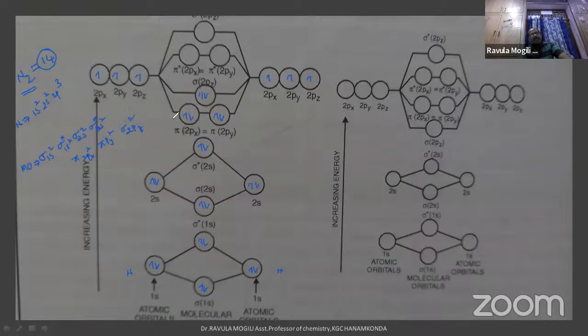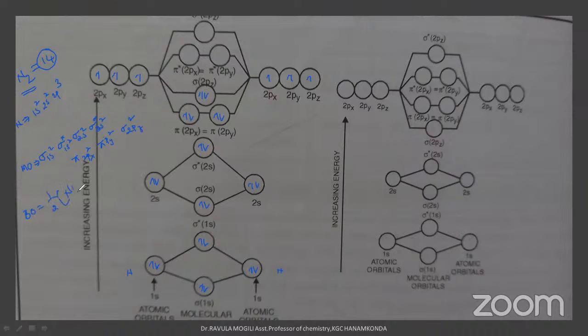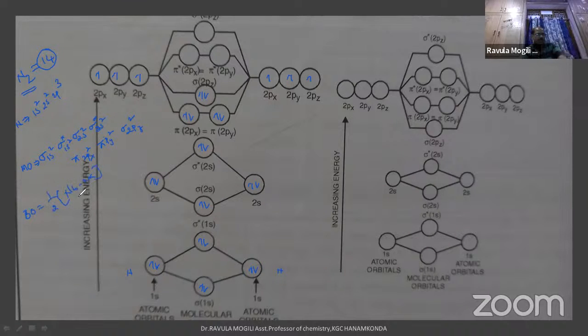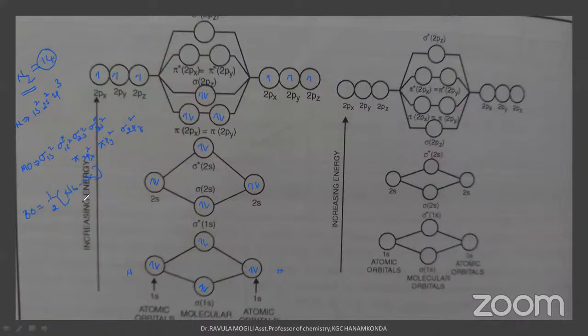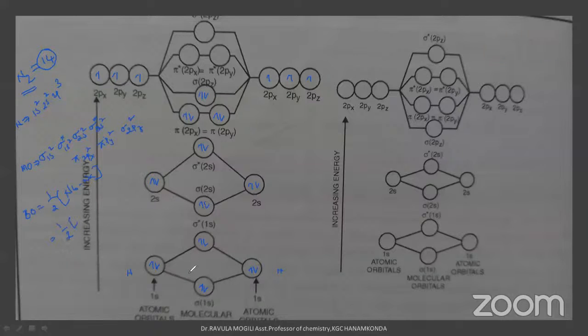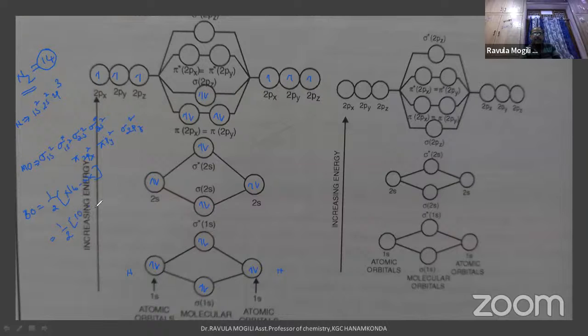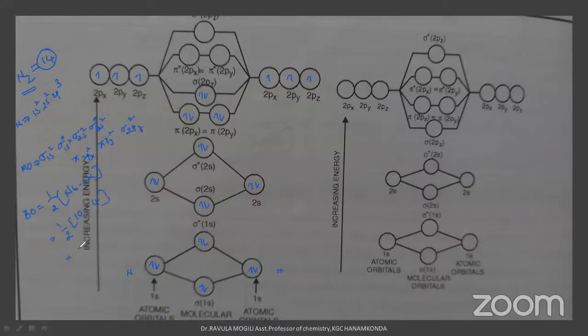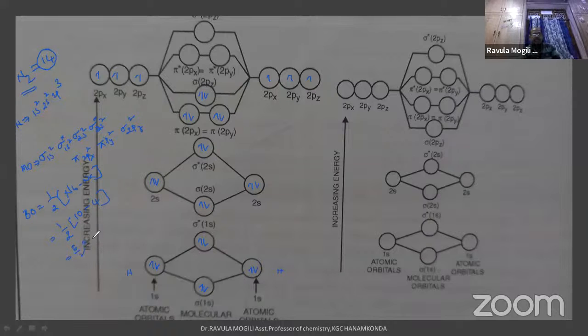So this is a molecular orbital configuration. If you observe, what is the bond order for this molecule? 3, sir. Nb minus Na, half into 3. How does it become 3? 10 minus 4, that is 6, 6/2 is equal to 3.